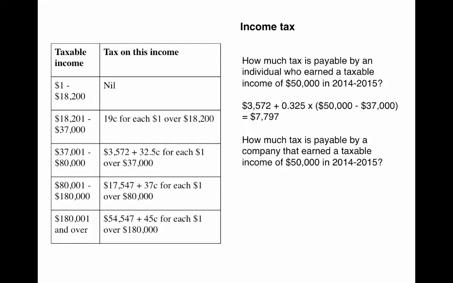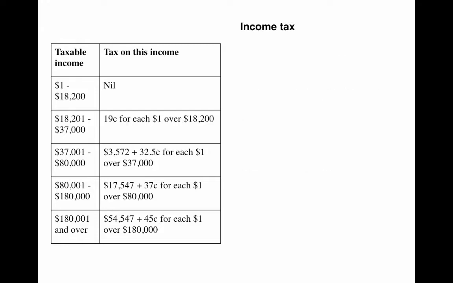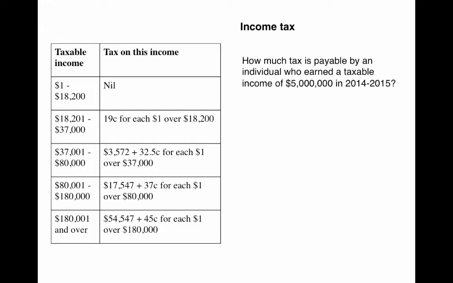However, if the business structure was a company, then tax would be paid at 30%, and 30% of $50,000 is $15,000, so a company would pay more tax than a sole trader or a partner. But what if the income was $5 million?